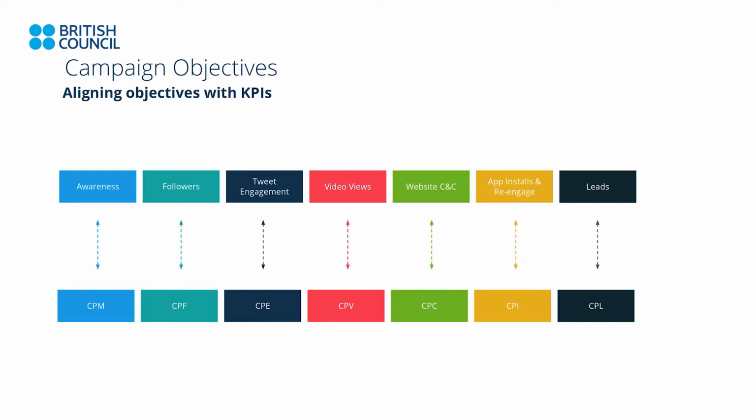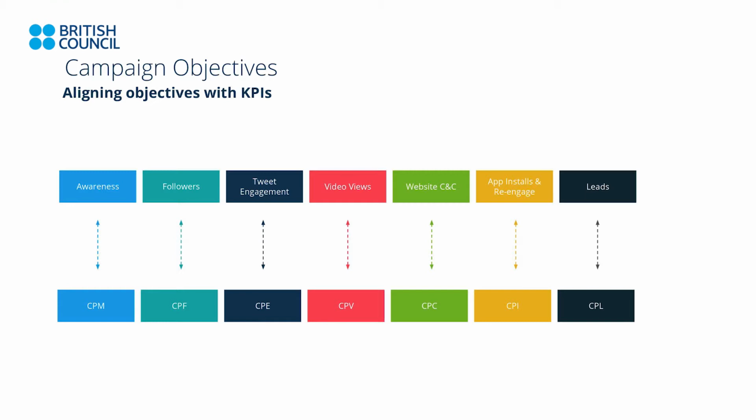For followers, your KPI should be cost per follower. How much are you paying to acquire 1 follower? For Twitter engagement, it should be cost per engagement. That's CPE. How much are you paying per 1 like, per 1 retweet, or per 1 reply? For video views, it's going to be CPV. Cost per view. How much are you paying per view?